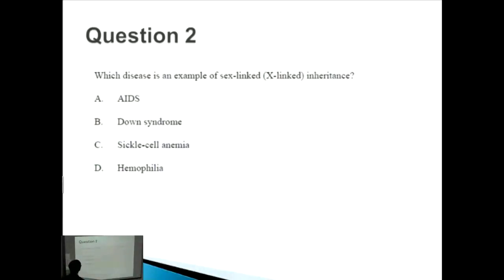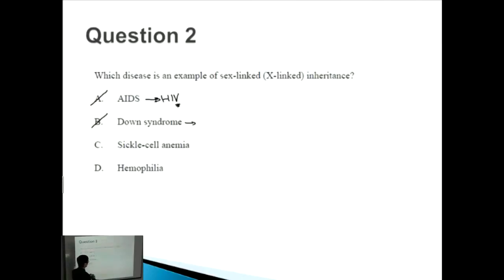So the second question, which disease is an example of a sex-linked inheritance? And of the examples on the IB biology syllabus, they want you to know about hemophilia mainly. So AIDS, A, is incorrect because that is caused by HIV, or the human immunodeficiency virus. It's a virus, so it's not an inherited disease. Down syndrome, no, that's incorrect because we're not talking about a genetic inherited disease. This is usually a spontaneous mutation, so it just occurs due to random error.